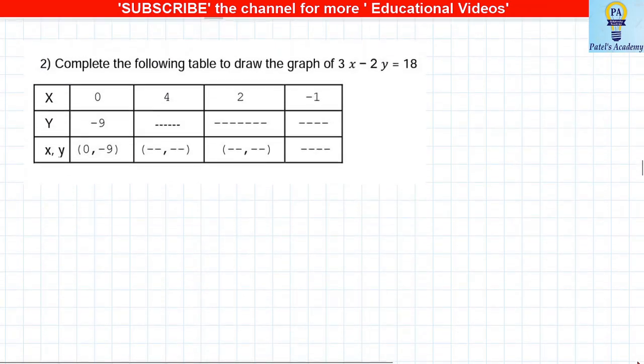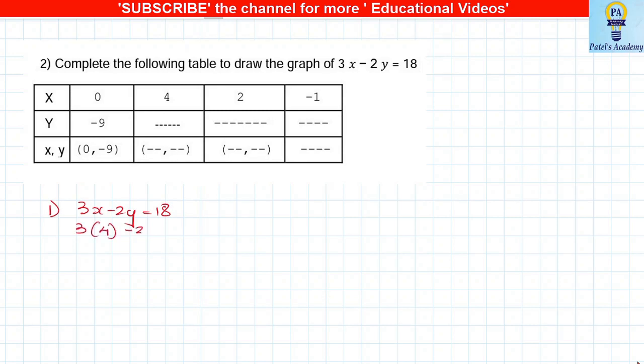Now the next is to complete the table for the graphical method. We have the first as 3x minus 2y equals 18. The value of x is 4. If I substitute x as 4 and keep on solving, minus 2y equals 18 minus 12, minus 2y equal to 6, y equal to minus 3. So we get the point as 4 comma minus 3.